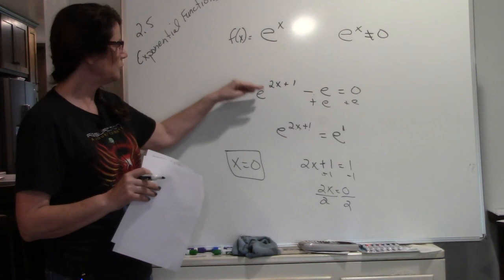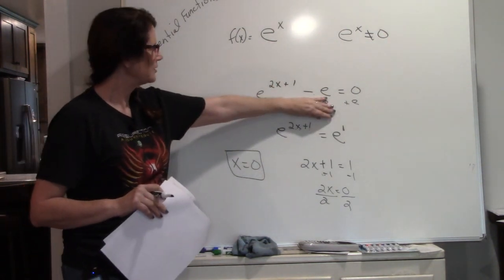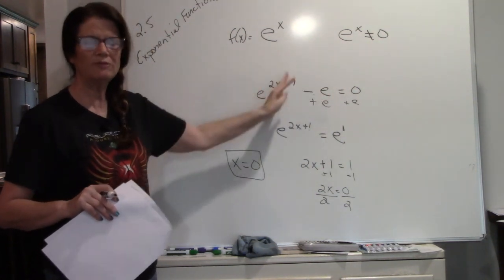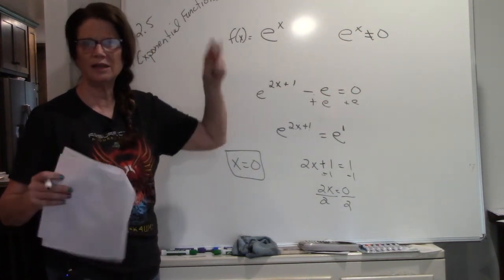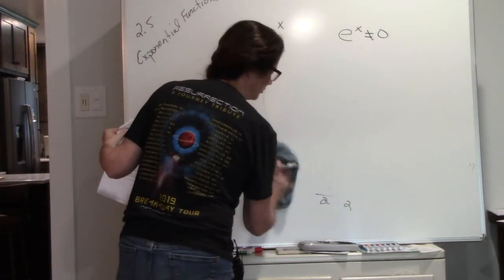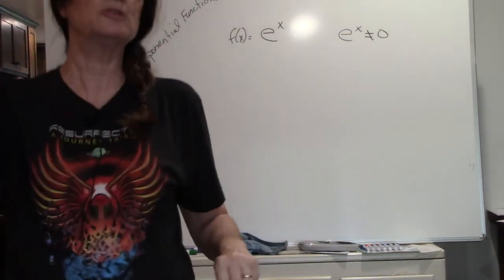Okay, so it's just a way to be able to solve. Anytime you have a setup like this one, just move one term to the other side, and then you'll have the same base, and then you can set your exponents to equal each other. Okay, all right, so we're going to stop, and then we'll do an application.